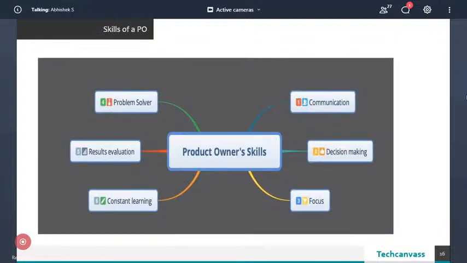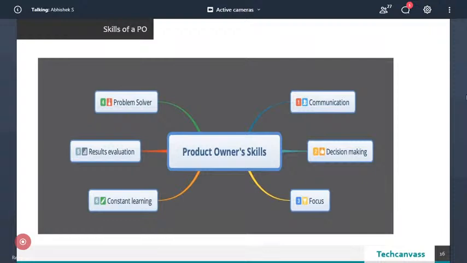Now we quickly talk about the skills that a product owner should possess. Of course, some of them are very similar to what we have just seen for a business analyst, but then some of them are different as well. Problem solver, so that needs to be there, because unless and until you solve the problem, as a product owner, you have a vision of why you're building that product. So you need to have this problem solving attitude.